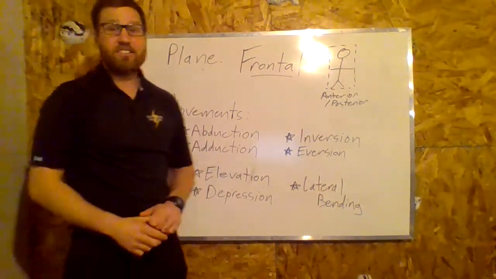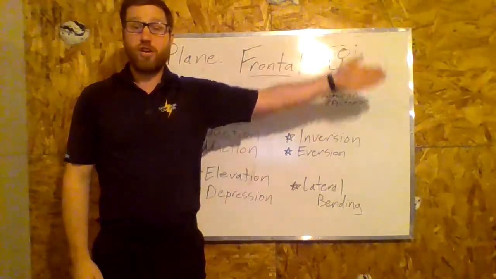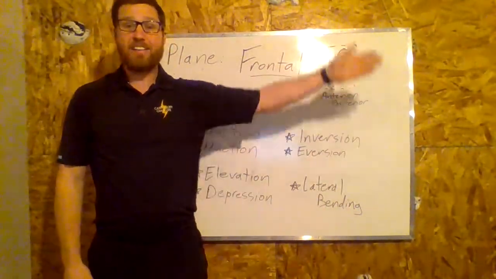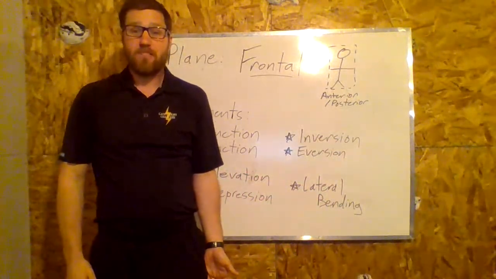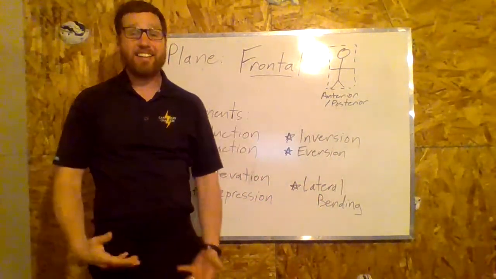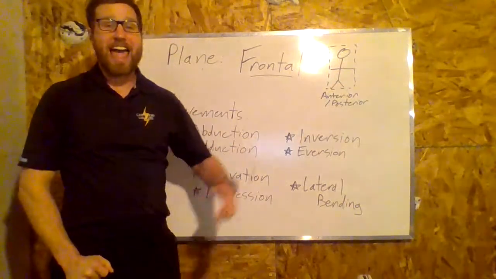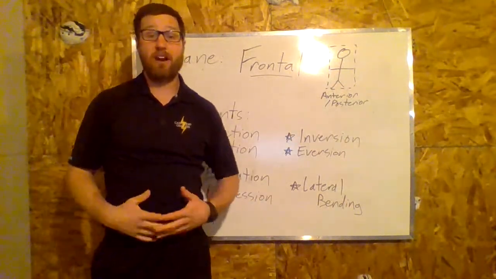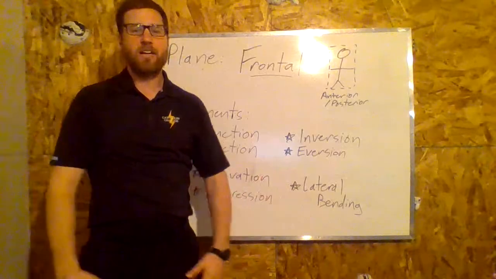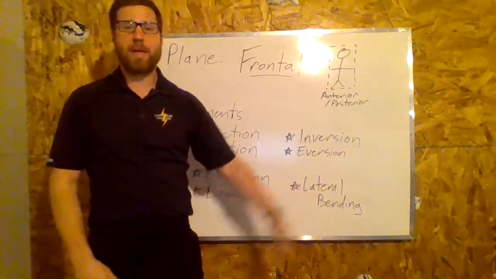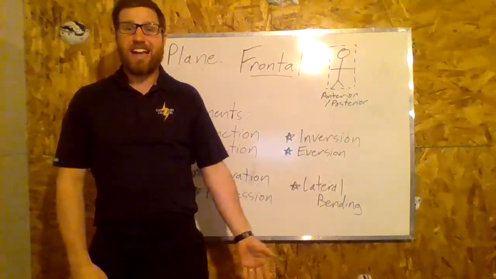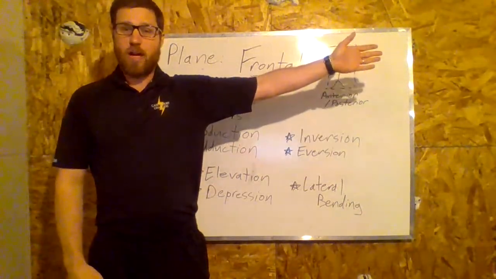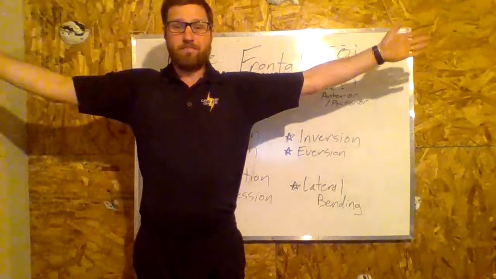Adduction is the opposite. It's moving closer to the midline. So adduction is going towards the midline of the body. When I think of adduction, I think, I add to my midline. I add to my middle, I'm getting a little bit more adipose tissue on me. I add to my middle, I add to the midline. So that's adduction. Adduction at the shoulder looks like this.